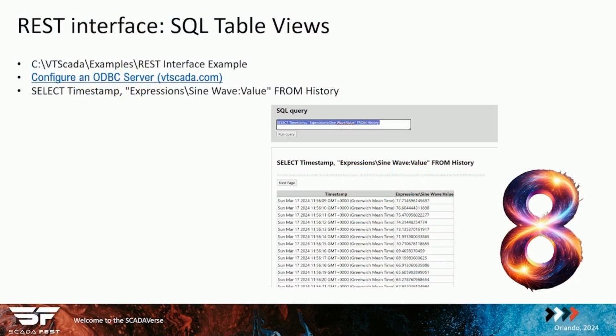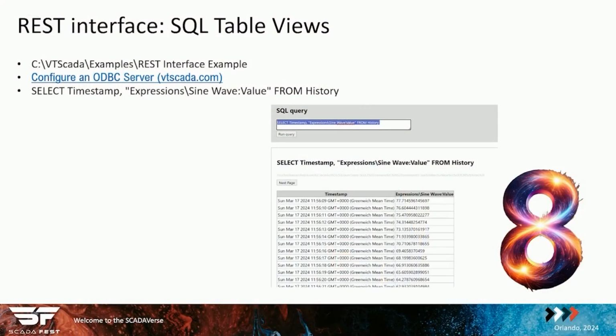Next, the REST interface. So this is, how do we get data out of VTScada? A lot of people, if you're doing machine-to-machine interfaces, REST is now a very, very popular choice. And we ship a really good example with VTScada. It's in the same directory as the training simulator.